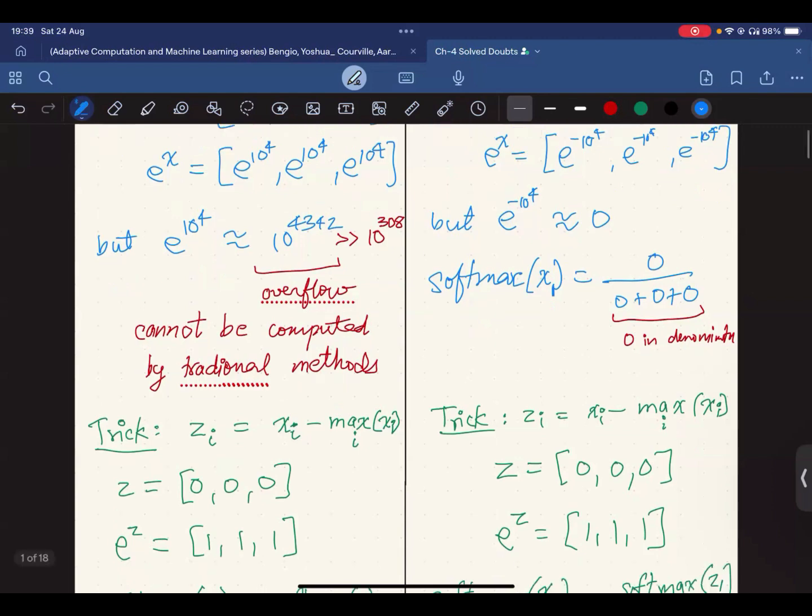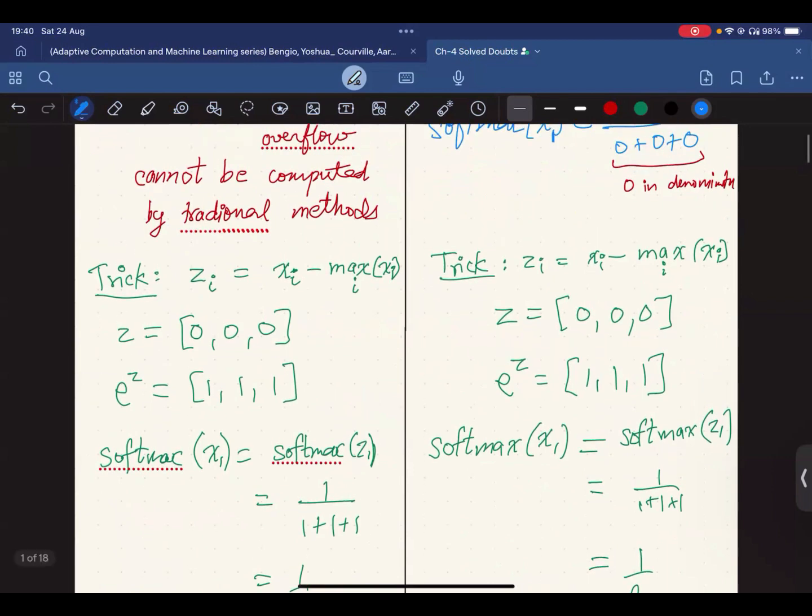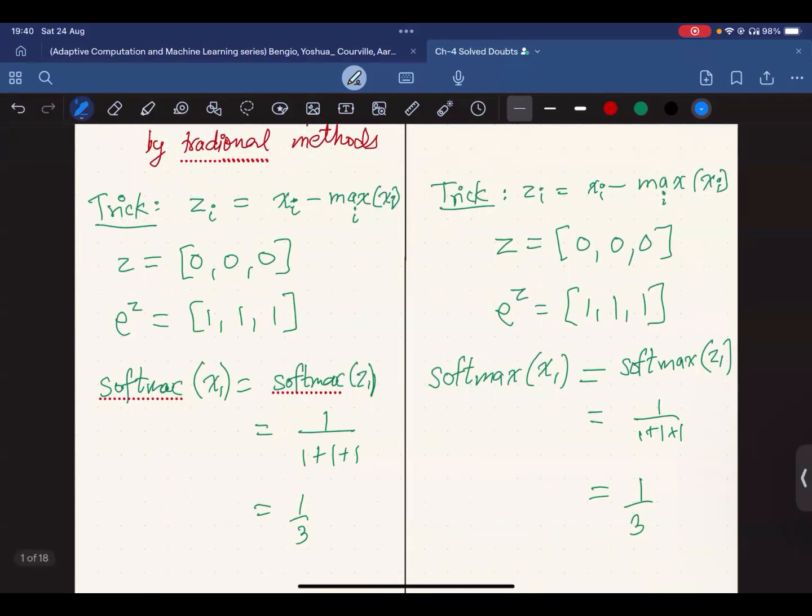So the trick that the author has used here is to introduce another variable zi equals xi minus max of all the xi's. So we can see that, in both cases, when the values are large, z becomes 0. The maximum values will be cancelled out and will be computable in the case of overflow.